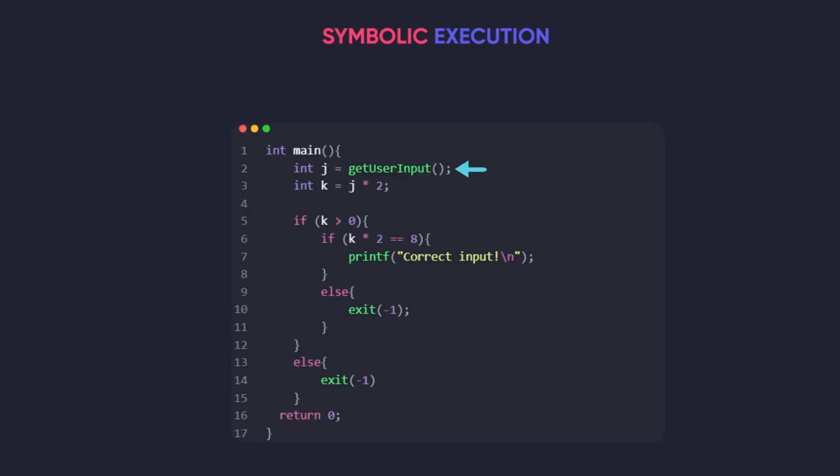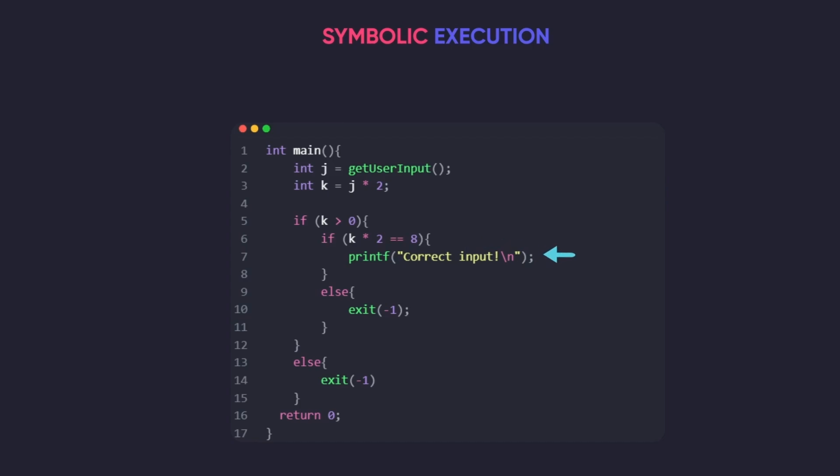Consider this C program. It takes a concrete input from the user and stores it into j, then creates another variable called k and saves 2 times j into it, and then it checks if k is greater than 0. If it is, then it checks if 2 times k is equal to 8. If it is, then it prints "correct input". This was an example of concrete execution, meaning the type of execution in which a concrete input is given to see the behavior of the program.